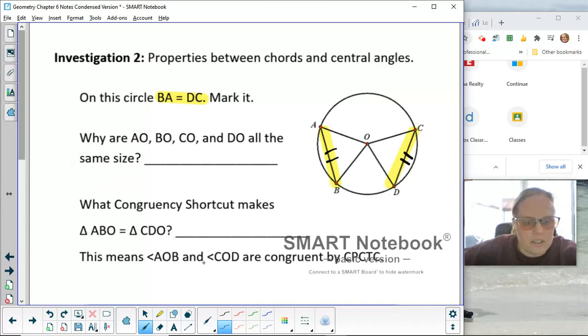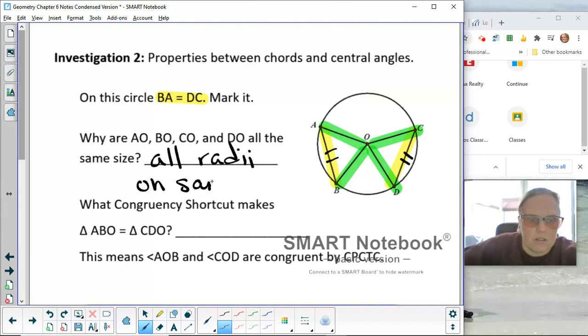The second part of this question says, why are AO, BO, CO, and DO all the same size? And the reason for that is because they start on the edge of the circle and go to the center of the circle, they are all radii. On that same circle. So no matter what direction I draw out from the center to a point on the circle, that radius length is going to be the same. So I'm going to put a single hash mark in each of those, showing that those are the same.